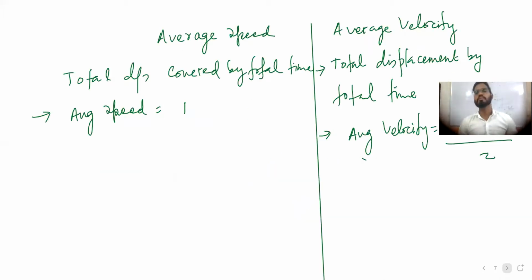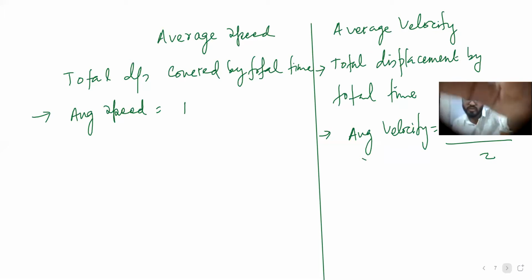Let's see now average speed and average velocity. Most important topic in this. Some numericals are really good in this topic. Now what are average speed and average velocity? So total distance covered by an object by total time. Total distance by total time.